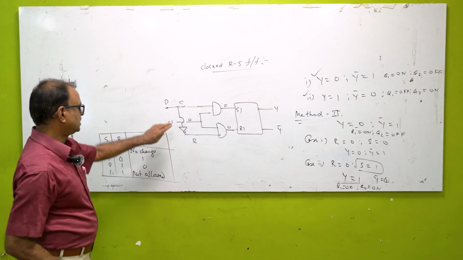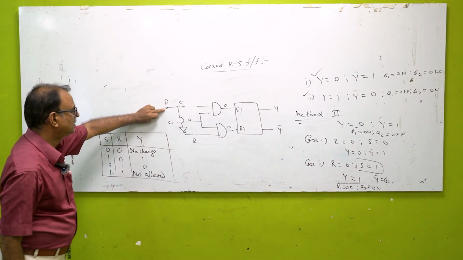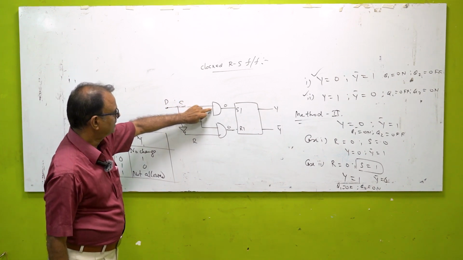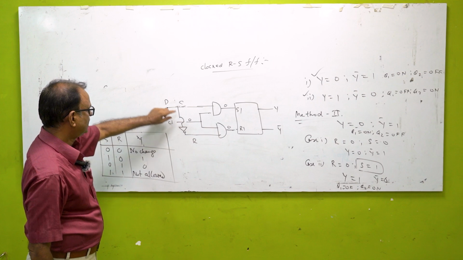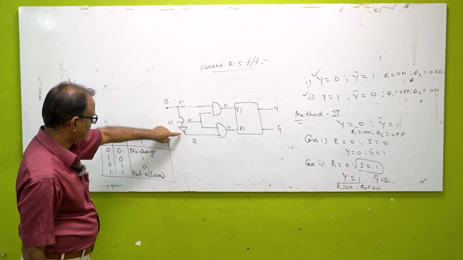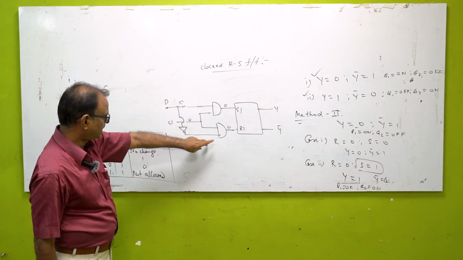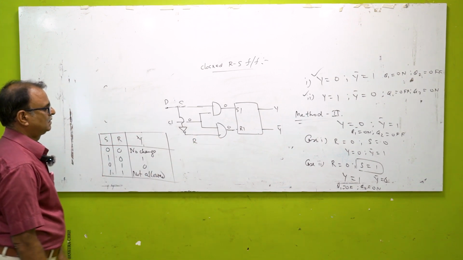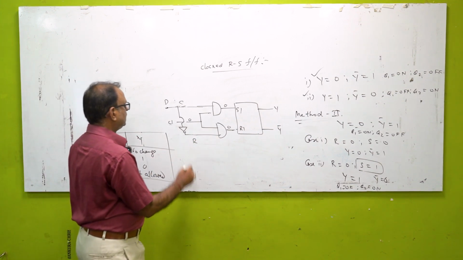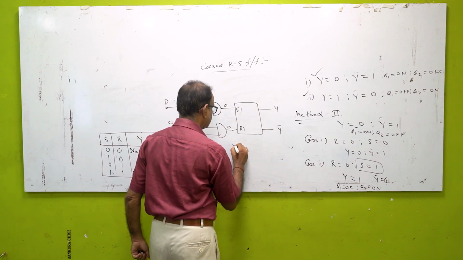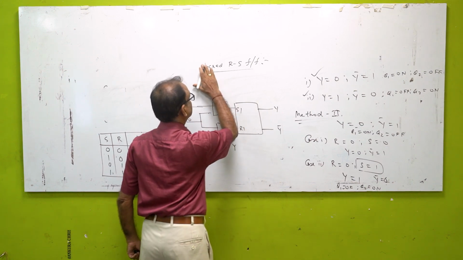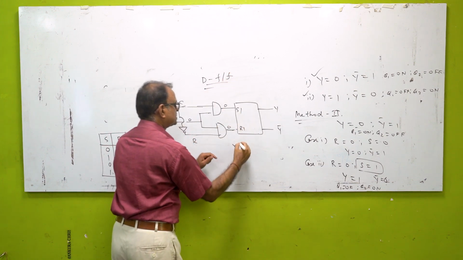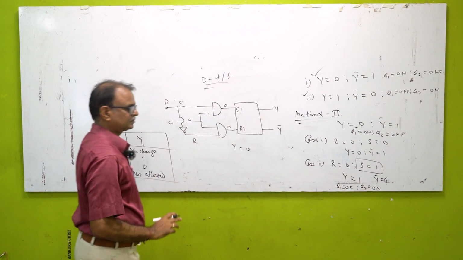In this circuit, there is only one input called the D input. This D input comes directly to the first AND gate, and it also gets inverted, and that inverted form of the D input is coming to the other AND gate. Now, this is the delayed flip-flop, the D flip-flop, I am talking about. To start with, suppose Y is equal to 0.